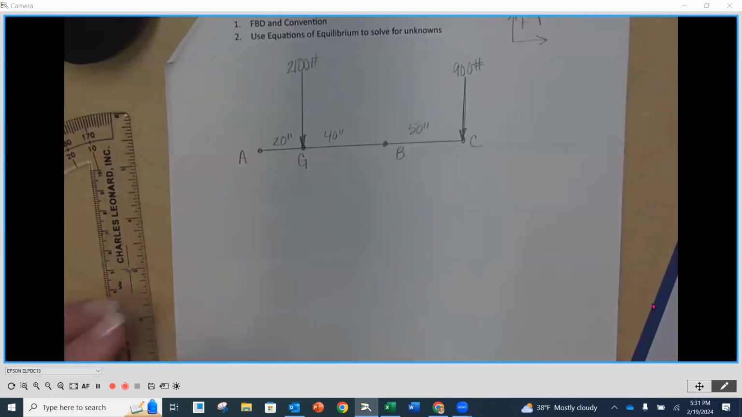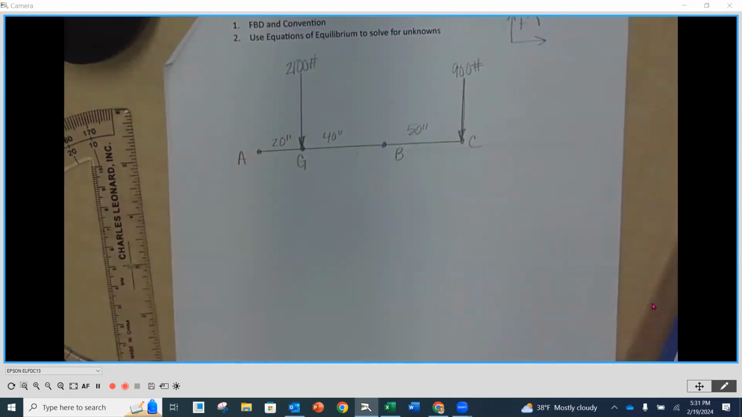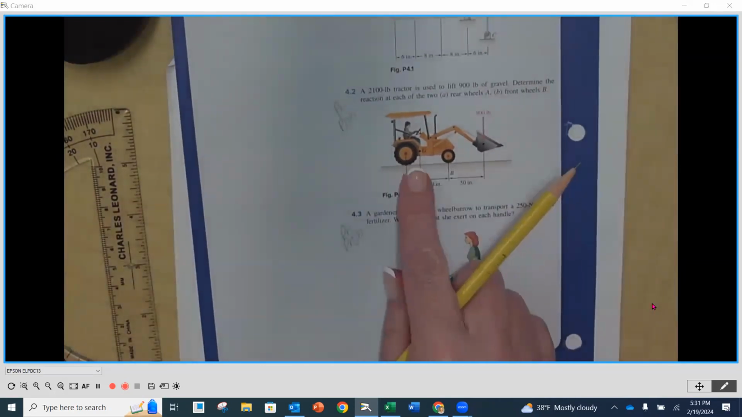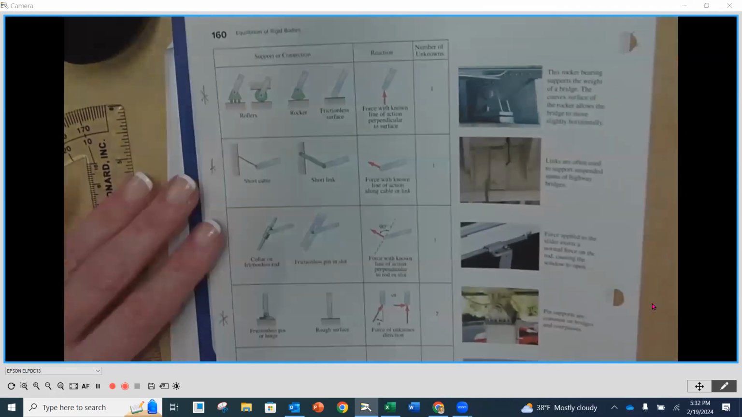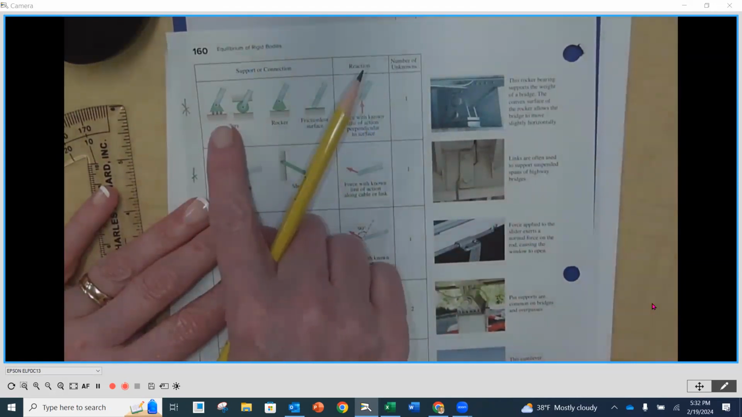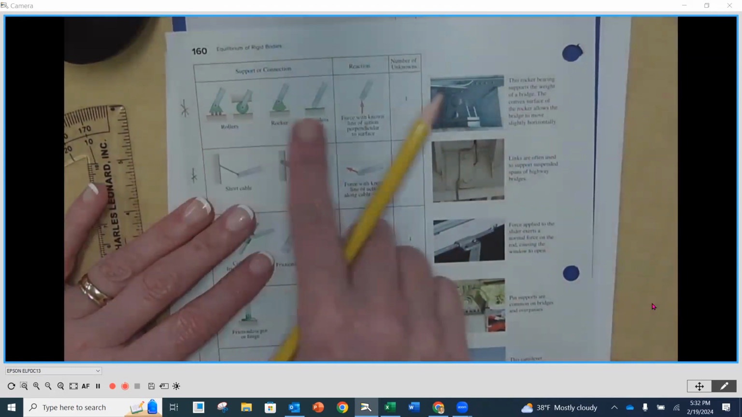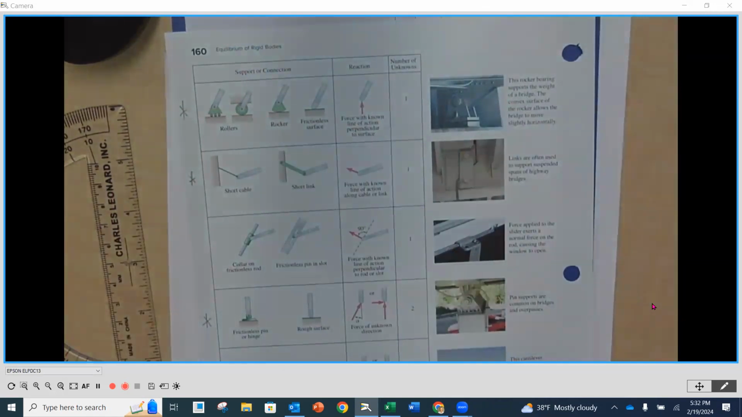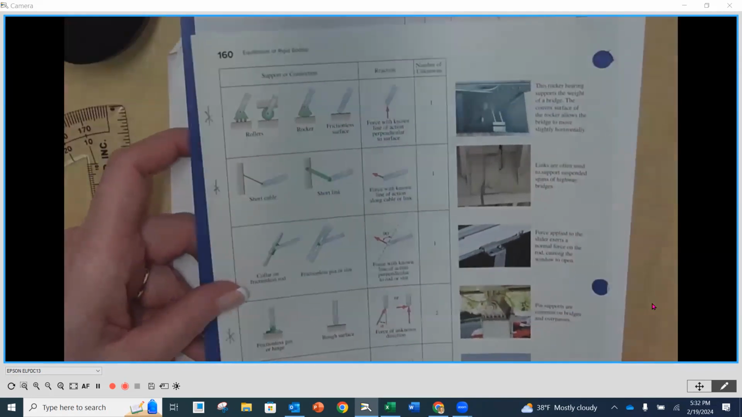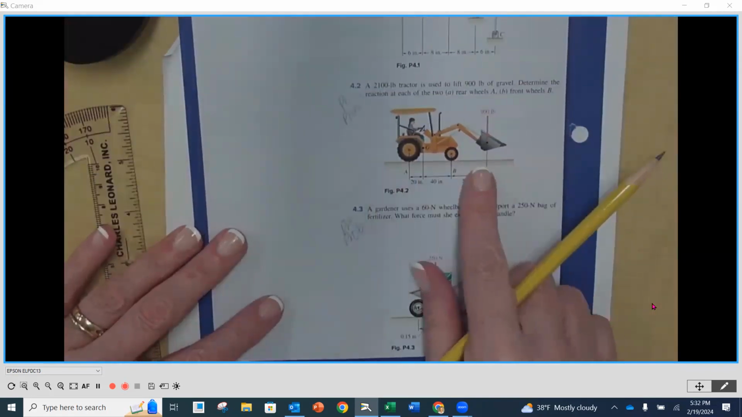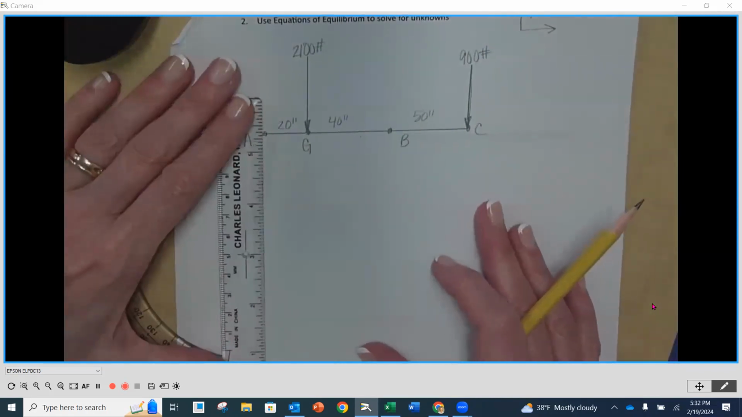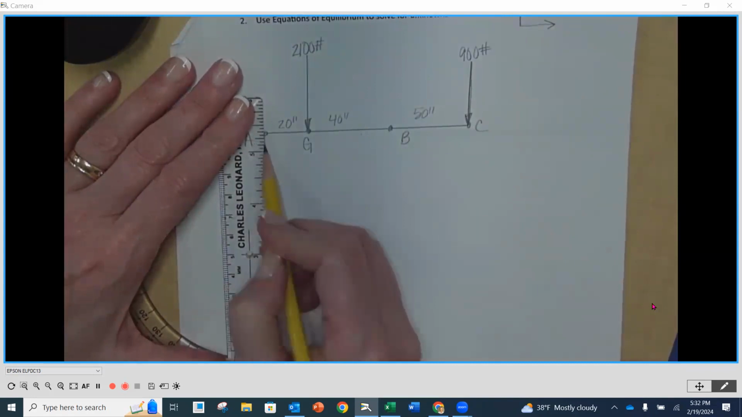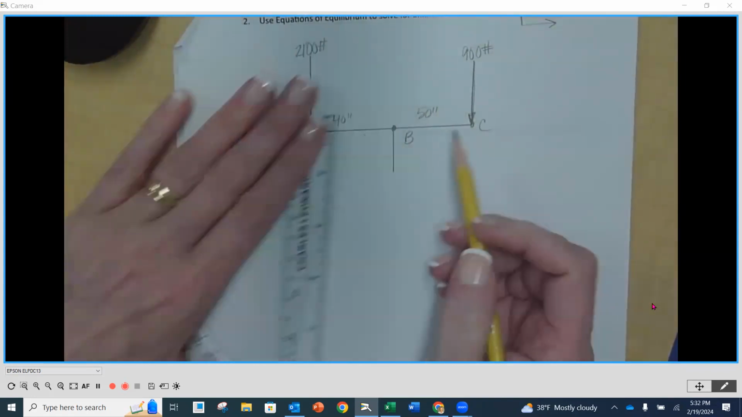Now we're going to put in our reactions. Those are at A and B. And if we look, they're wheels, right? They're wheels and they roll. So if we go back to page 160, do you see how it's going to be a roller for each of those? Now, remember, there's going to be one force perpendicular to the surface we're riding on. As we look here, our wheels are on a horizontal surface, so we are going to have forces that are perpendicular to our surface.